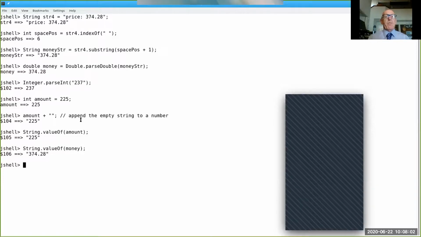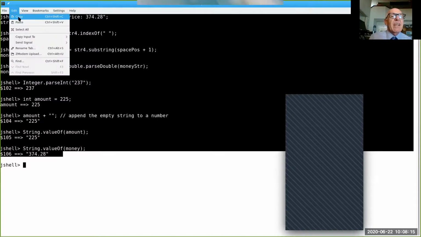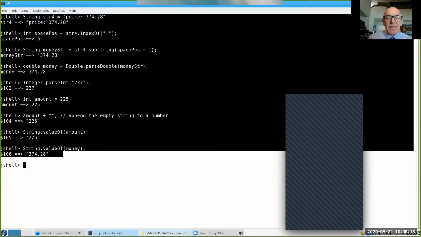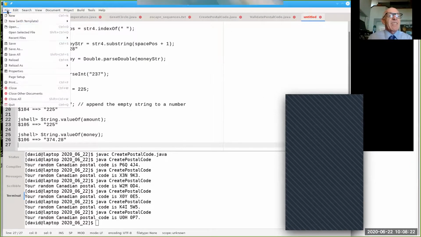So you can either append an empty string, or you can do string dot value of. You know what I'm going to do? I'm going to grab all this stuff here, copy it, and make a new file that contains all that stuff. And let's do this, save as.